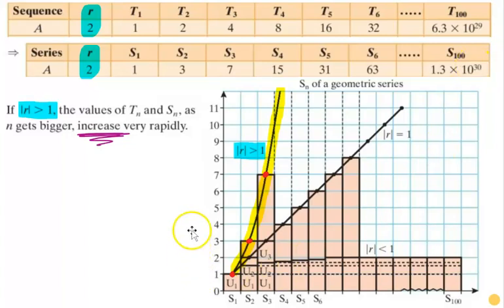Drawing this on a graph, we have S1, which is 1. That first red point there is S1, 1. This is for the Sn, so this is Sn of a geometric series.